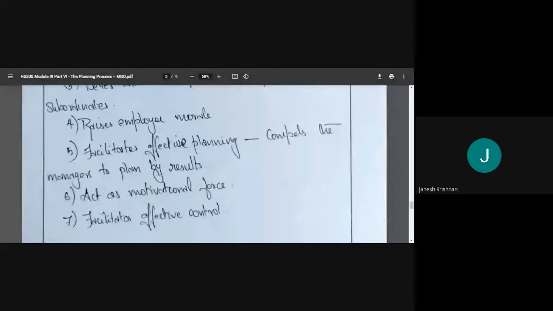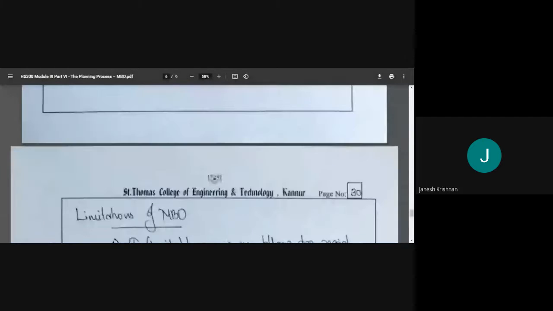It facilitates control. You need to produce 1,000 pens. Have you produced or not? You have achieved the objective for the day, or you have not produced 1,000 pens. So there's effective control.